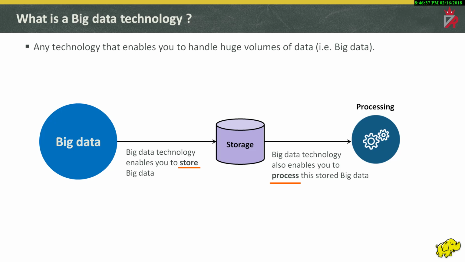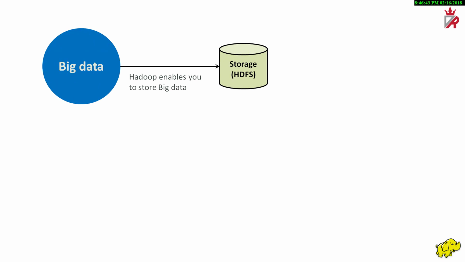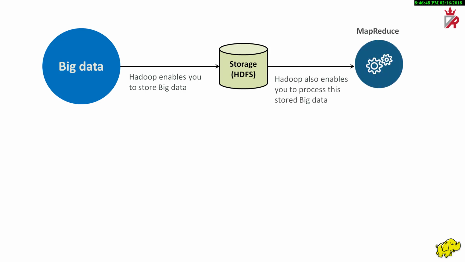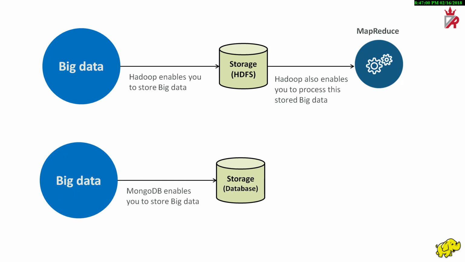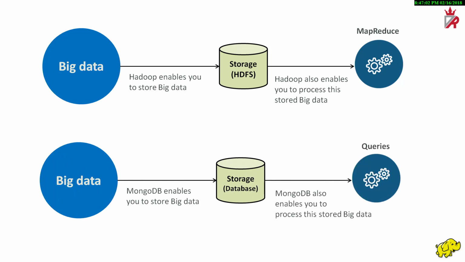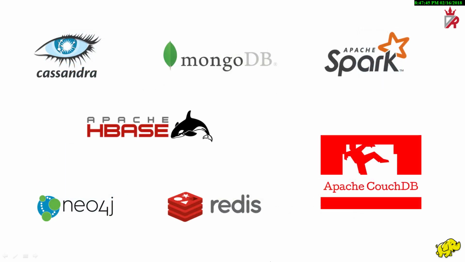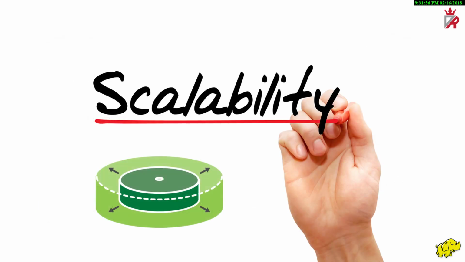Hadoop is one of the big data technologies. Hadoop allows us to store huge data in its file system called Hadoop Distributed File System and also allows us to process that data with MapReduce. MongoDB, for example, is also a big data technology. It allows big data to be stored in its database. It also provides a querying language to query that stored data. There are many other big data technologies in use today other than Hadoop, like Apache Spark and NoSQL databases like HBase, MongoDB, Cassandra, etc.